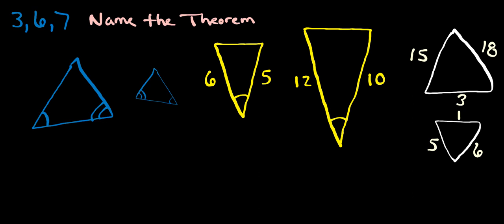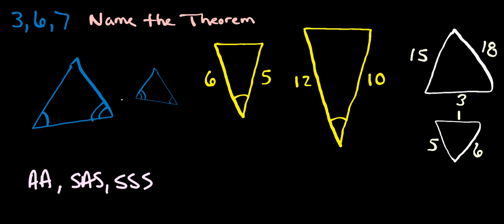Here, let's go ahead and address numbers 3, 6, and 7 all in one slide here. So what we want to do is name the theorem. Now, the thing you want to keep in mind is that there are 3 different similarity theorems that can be used to show that two triangles are similar. They are angle, angle, side, angle, side, and side, side, side. So let's go ahead and take a look at these situations.